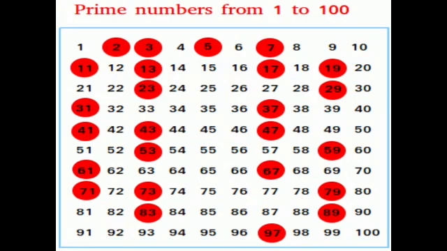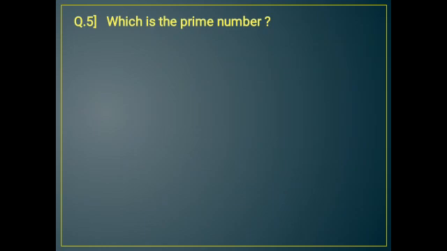See here, you can see prime numbers from 1 to 100. 4 is not a prime number, 6 is not a prime number, 2 is a prime number. So we can write here, 2 is the prime number.